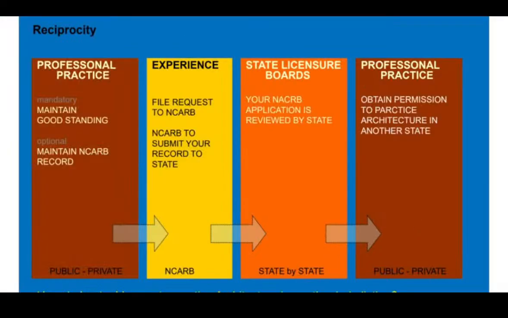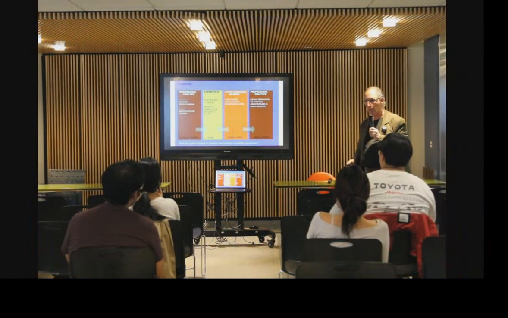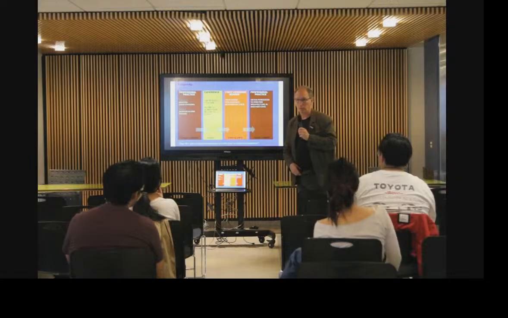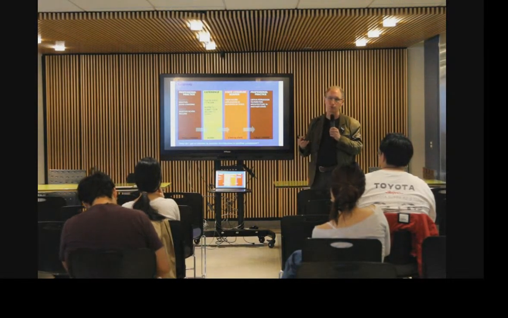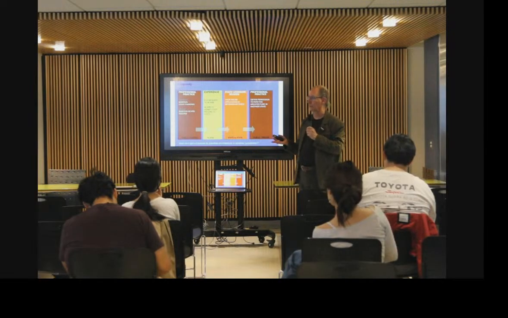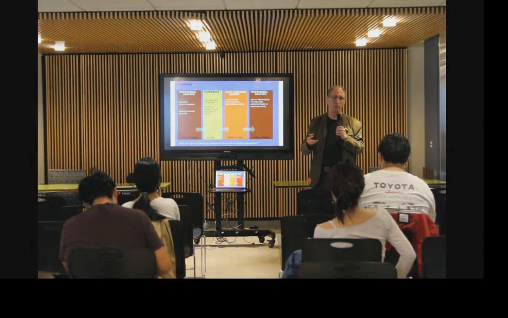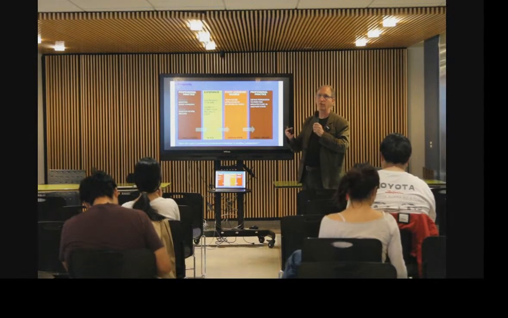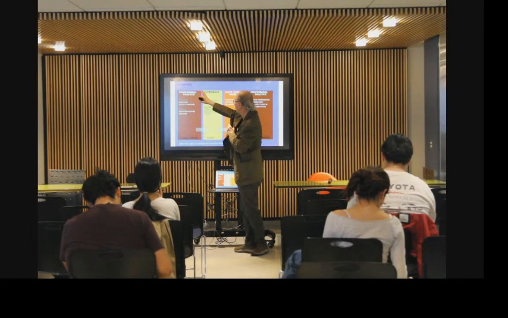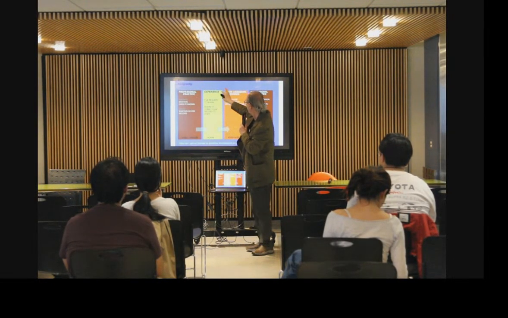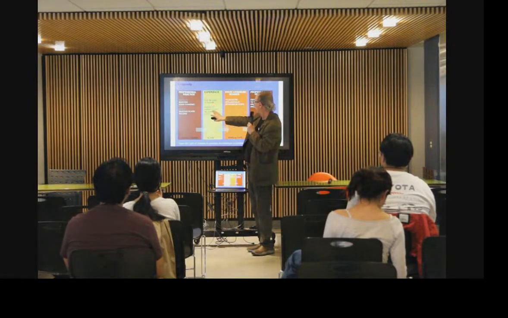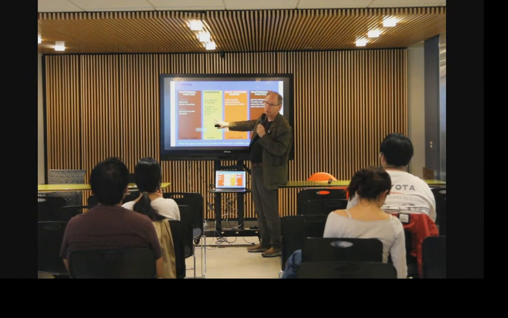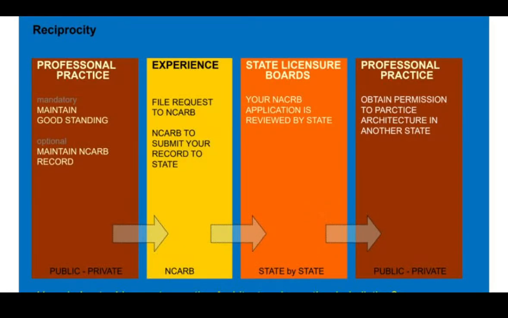Then, if you want to practice architecture in another state, it's called reciprocity. So you're all going to have to choose your first state of practice. And then from there, if you want to practice in another state, you have to apply for reciprocity. If you're in good standing with your state, you'll file a request to NCARB to submit your record to another jurisdiction. They'll send it to that licensing board, and if you meet the requirements, they will give you the opportunity to practice architecture in another state.